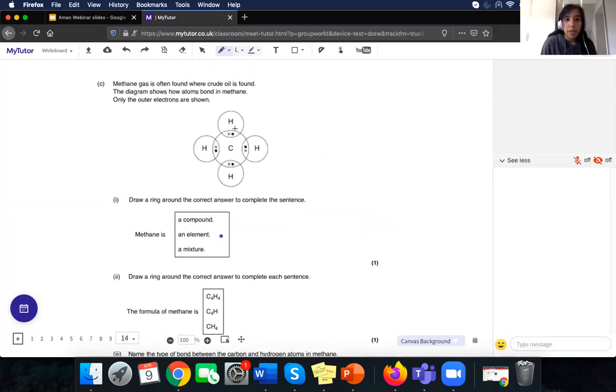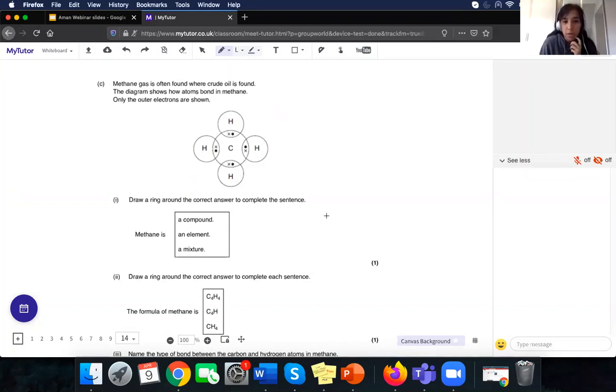Okay. Again, kind of another summary question from the whole week. So methane gas is often found where crude oil is found. The diagram shows how atoms bond in methane. Only the outer electrons are shown. Draw a ring around the answer to complete the sentence. Methane is what? Yeah, brilliant. It's a compound.